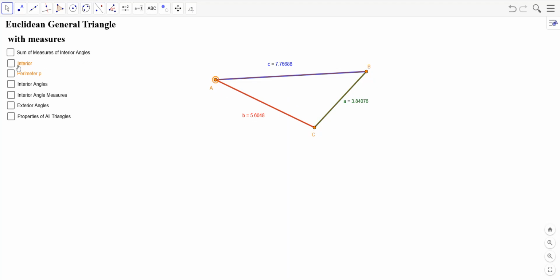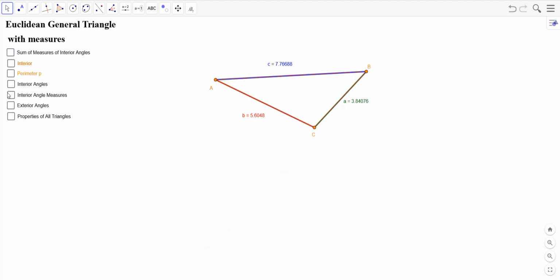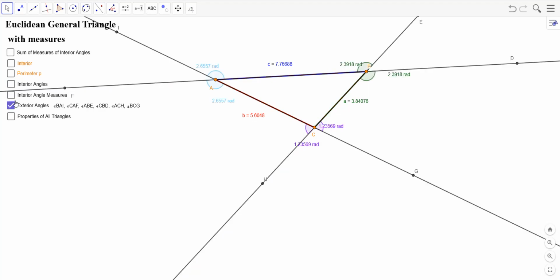It is not this part in here, which is the interior of the triangle, and it's not the part out here, which is the exterior of the triangle. Now, we have the interior angles here, and for Euclidean geometry, it turns out that they sum up to pi radians or 180 degrees. There are 3 of those interior angles, and then we have 6 exterior angles, 2 at each vertex, both of which at each vertex form a vertical angle pair.